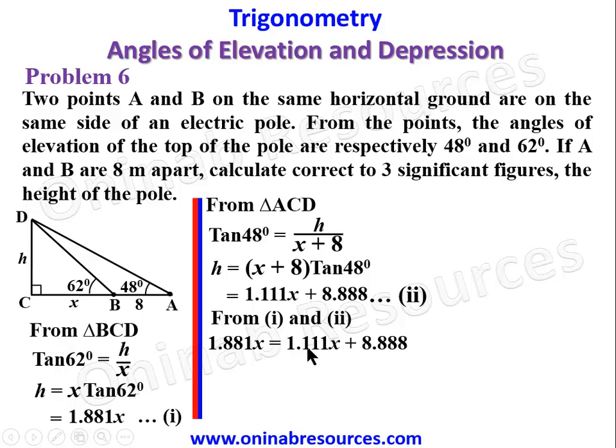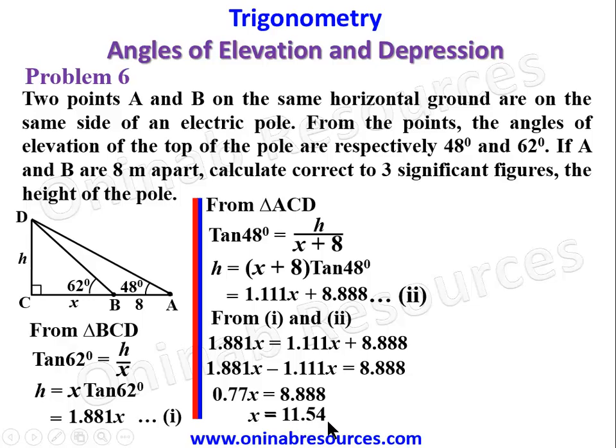so that 1.881x is equal to 1.111x plus 8.888. Bringing this to this side, 1.881x minus 1.111x is equal to 8.888. This is giving us 0.77x is equal to 8.888, and dividing both sides by 0.77, x will be equal to 11.54. And now we're interested in the height, which is H.